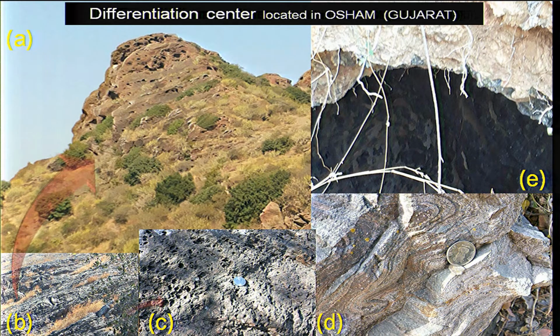So this is one of the areas in the Deccan terrain, particularly in Gujarat, which is identified as a major volcanic center. This is in the Osham area in Gujarat, where a lot of vesicles are coming out, and this rock is not basalt. It is a rhyolite, or it is called obsidian, which is an acidic igneous rock. On the basis of this rock, we call it a major differentiation center here.